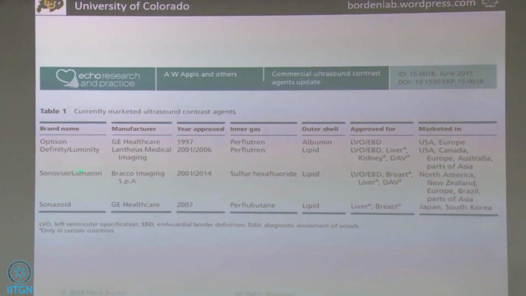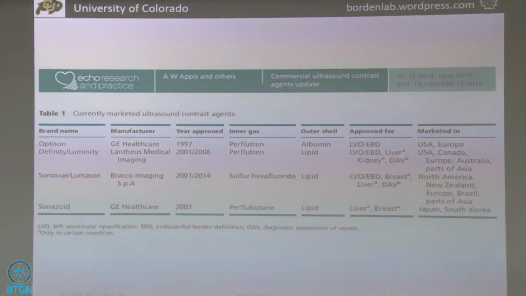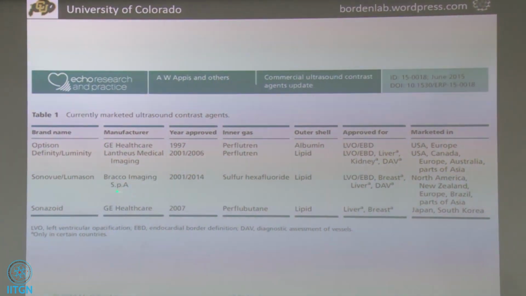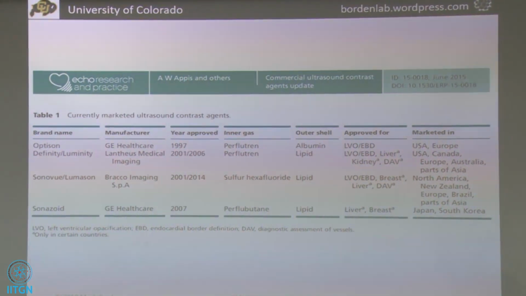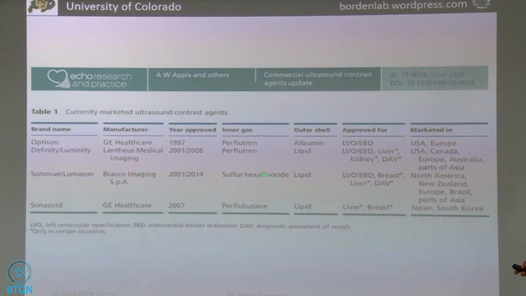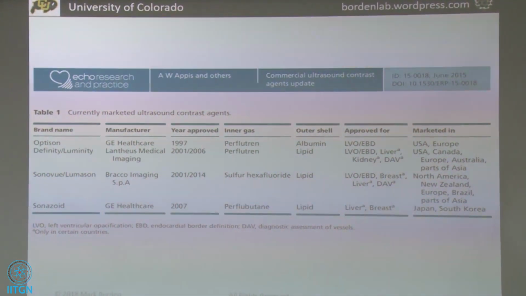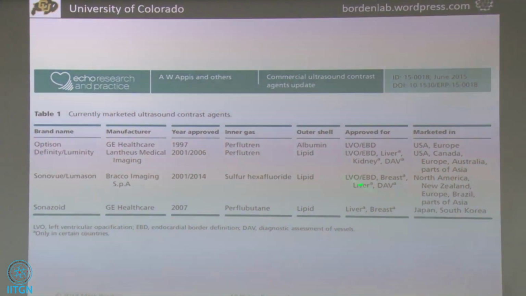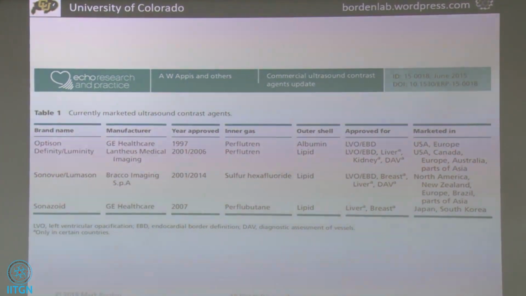There's also SonoVue, as it's known in Europe or throughout the world, or Lumason as it's known in the United States, for breast imaging. It was approved in Europe in 2001 and in the United States in 2014. It's got a core of sulfur hexafluoride, that's the core that you guys use with Biomedical. It's got a lipid shell, and it's also approved for basically the same indications, including breast. It's marketed in North America, New Zealand, Europe, Brazil, parts of Asia, including India.